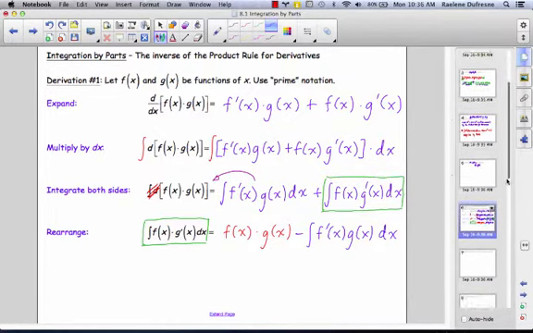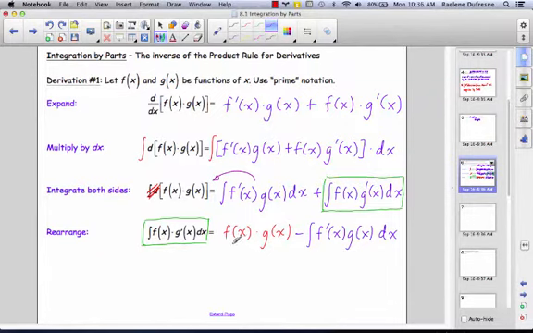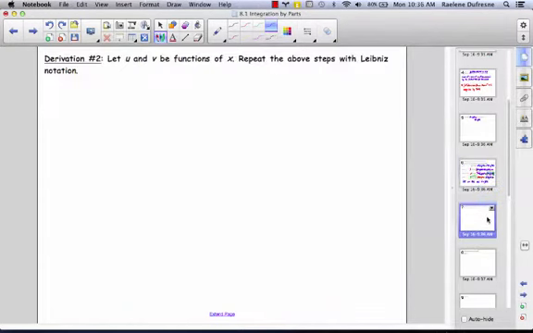All right, another interpretation of this without using the function notation f of x, we are going to let f be u and g of x be v. So we're going to use single variables to avoid having to use the function notation. So in derivation number 2, we repeat the steps above using Leibniz notation. And Leibniz notation says that u prime is equal to du by dx. And v prime is equal to dv by dx.